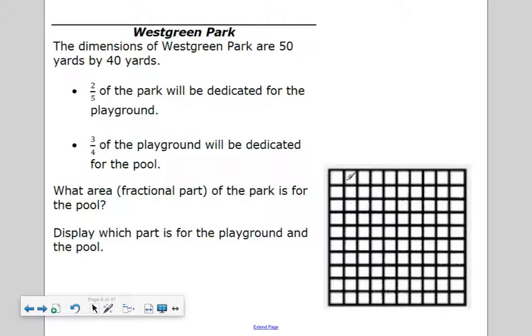So this is a 10 by 10 grid, or there are 100 squares. So this whole entire park has 100 unit squares. What is 2/5 of 100? I'm breaking it into parts. So in other words, I need to multiply here.